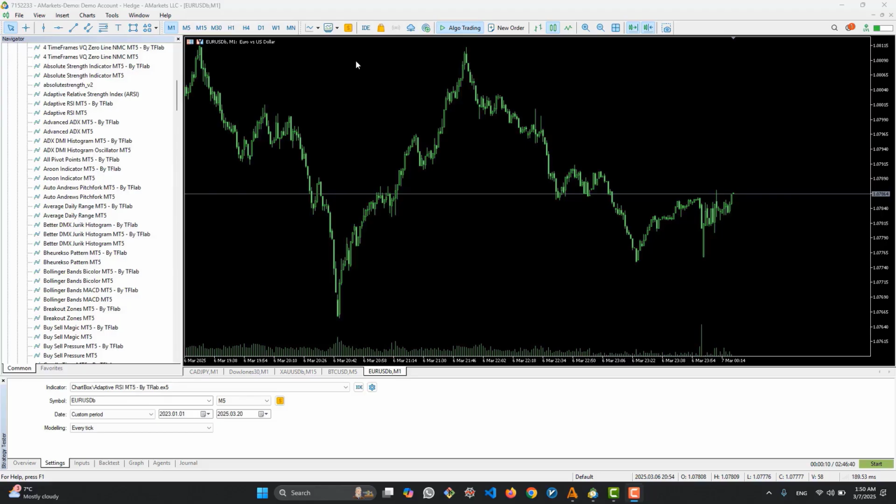Hello, in this video I will review the Adaptive RSI Indicator on the MetaTrader 4 and MetaTrader 5 platforms.